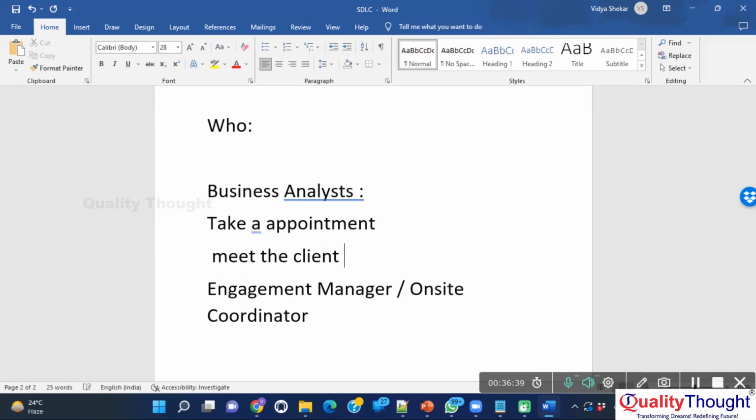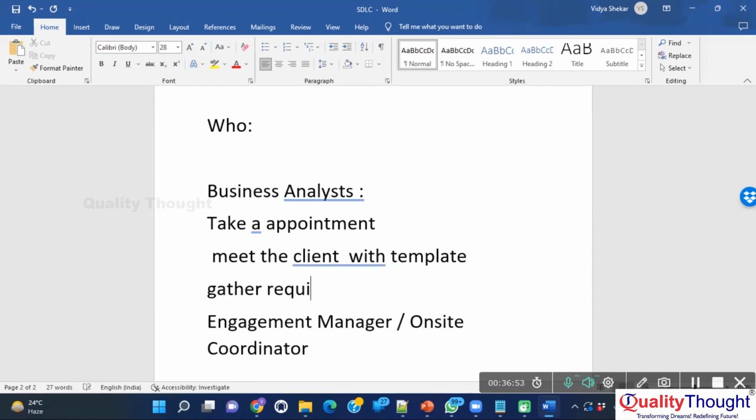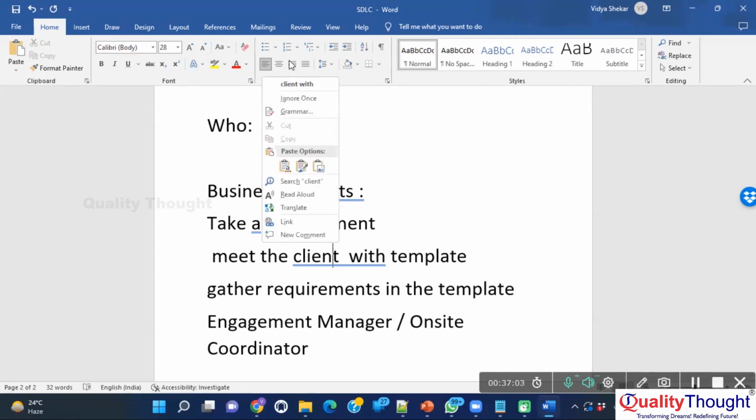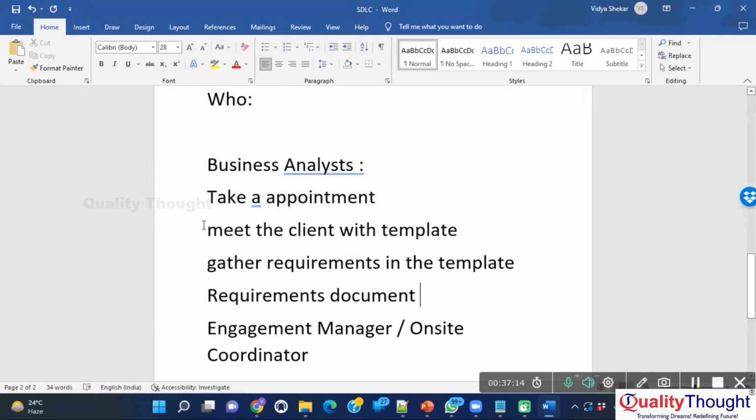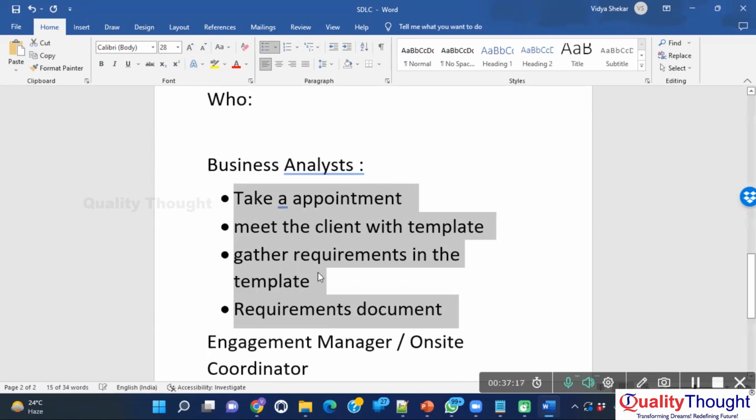Okay, the BA meets the client with a template. Generally, he'll meet a client with a template; he'll not go just like that. He gathers the requirements with the help of the template, and he prepares a requirements document. Okay, is this clear? These are the roles of a BA in a company. This is what he does.